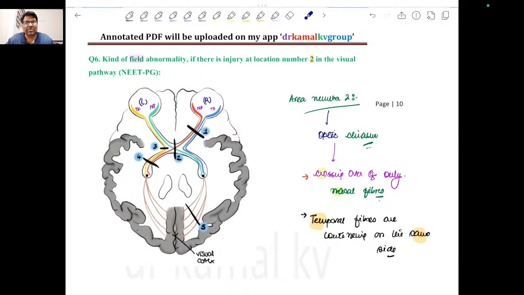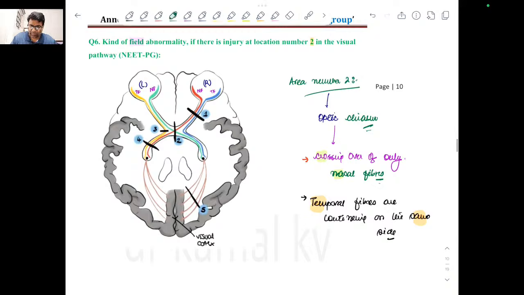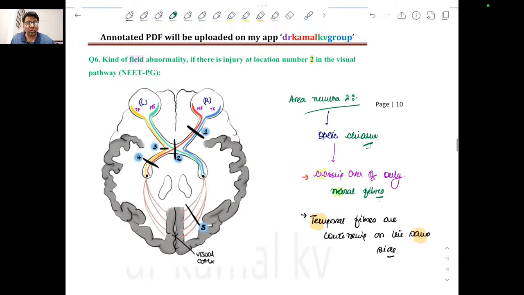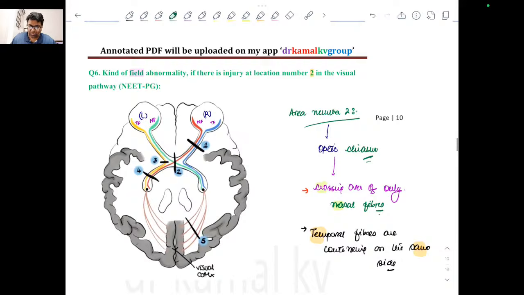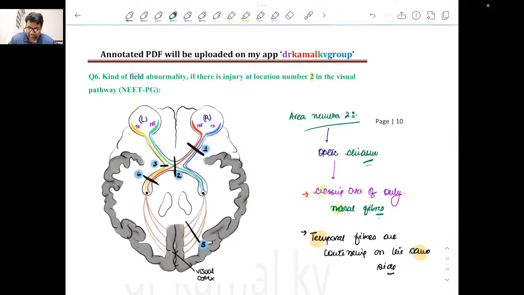Clear? So optic chiasma is the crossing of the nasal fibers of both the eyes, where the right sided nasal fibers will go on to the left side, and the left sided nasal fibers will come to the right side. Clear? That is one thing. Now when we go to discuss the visual defect, you have to understand that the visual impression is not like this, right? So it is not that the temporal field vision is taken by the temporal fibers or the nasal field vision is taken by the nasal fibers. It is not like that. It is actually like this in a crossed manner.